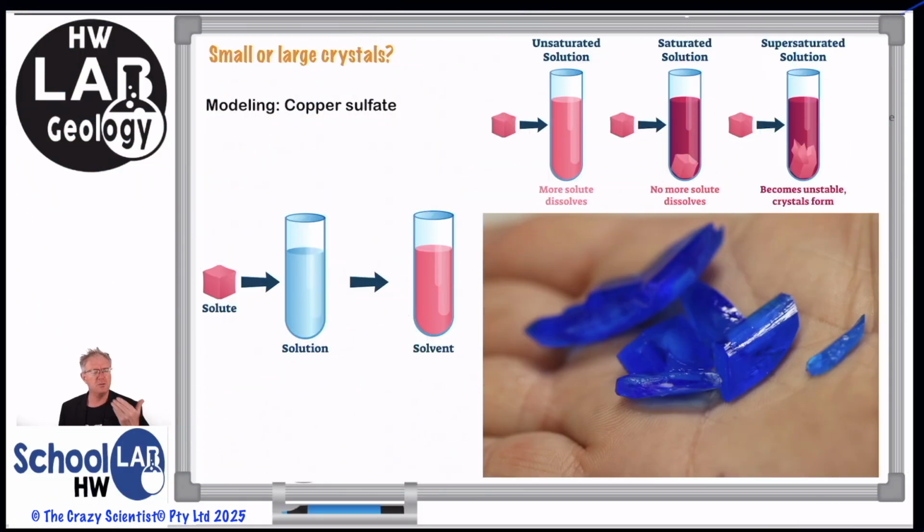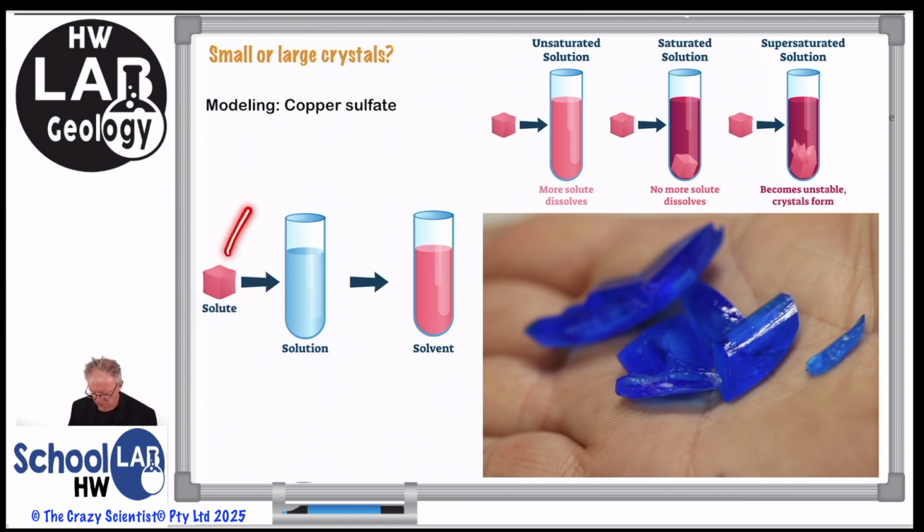So what we're going to do to model this in the lab and see the effect of cooling slow and fast on crystal size, we're going to use some copper sulfate. So what we're going to do here, you can see I've got a picture here of one of our results, but let me explain before I press play on the video. What we're going to do is we're going to get some copper sulfate and a little bit of chemistry revision. So that is our solute.